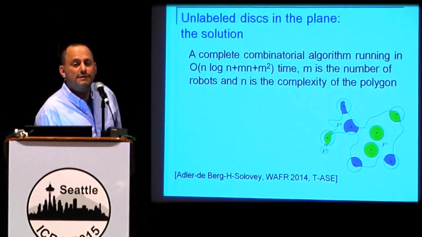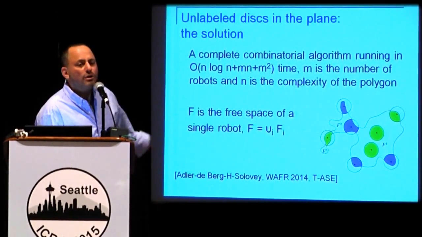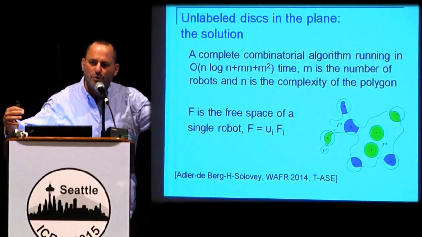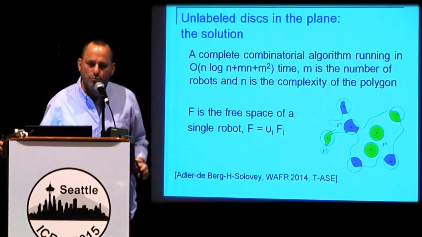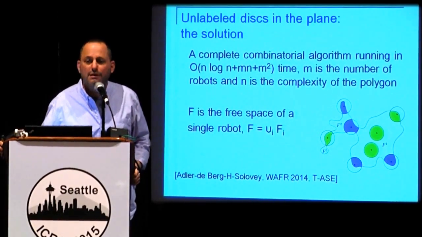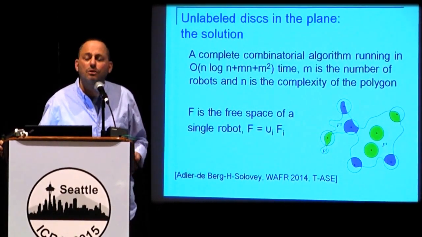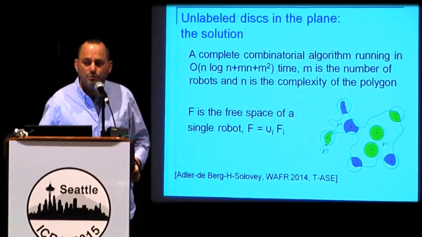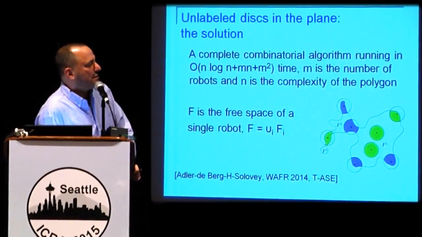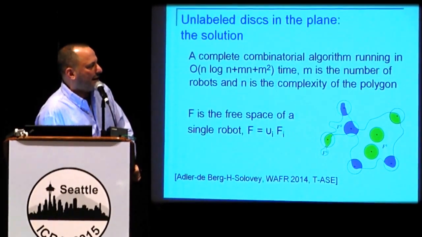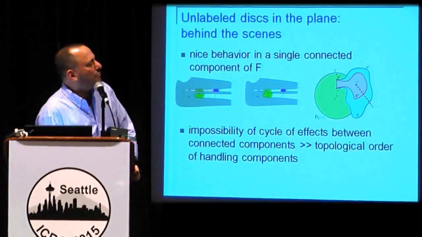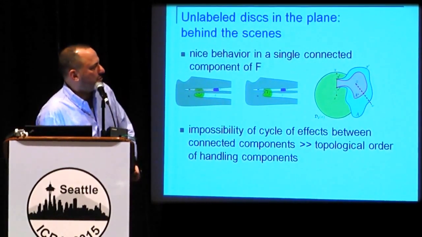So I start with a simple polygon, but I look at the free space of a single robot. I shrink the polygon by unit 1, and this is the free space. The free space is no longer one connected component. It may break into several connected components, which I denote by Fi. And the efficient algorithm stems from 2 observations.